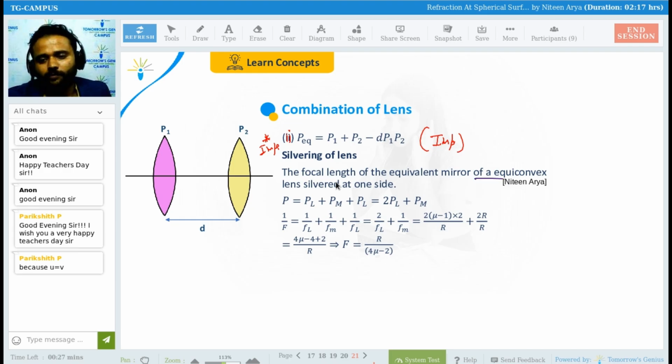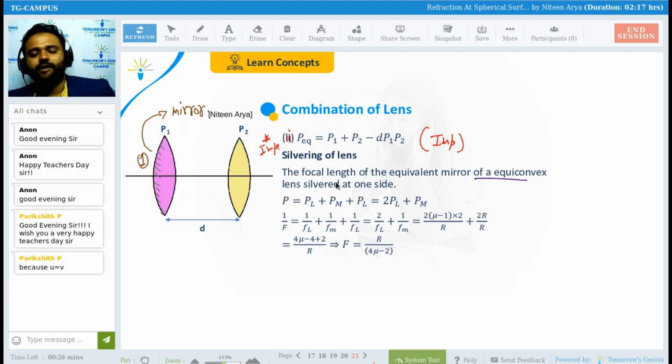Now, one more important formula: the focal length of the equivalent mirror of a convex lens silvered at one side. So when on any particular side you silver it, silvered means you make a mirror of that. What is the meaning of saying that? If I paint a silver color like this, that surface now behaves as a mirror. This surface 1 behaves as a mirror.